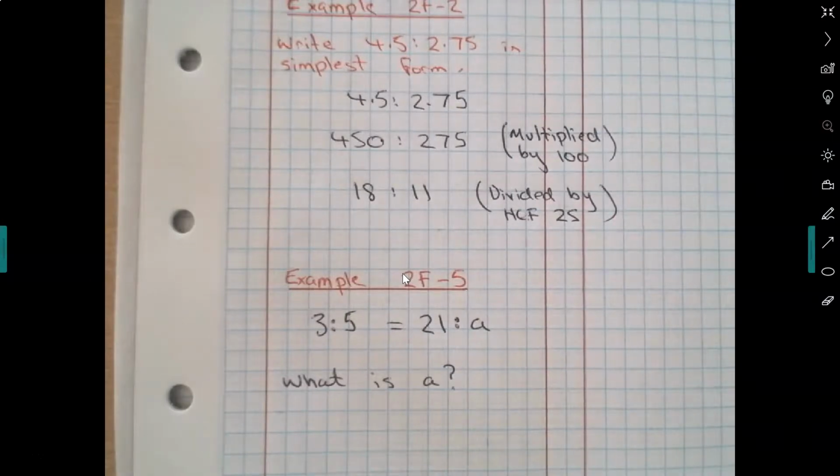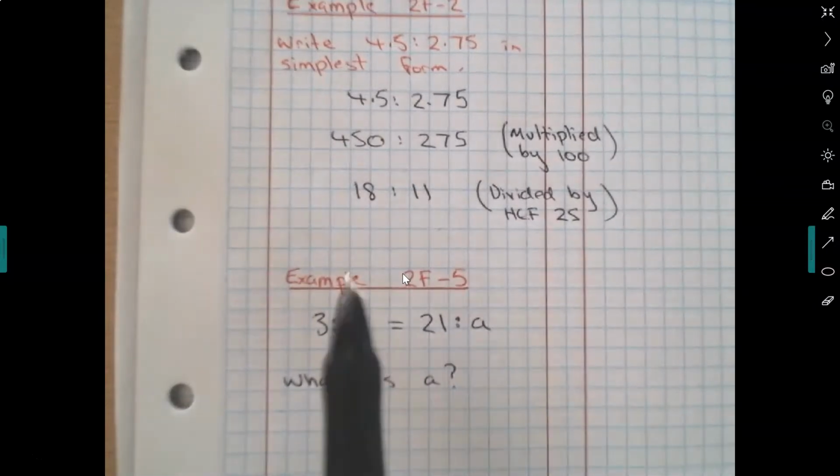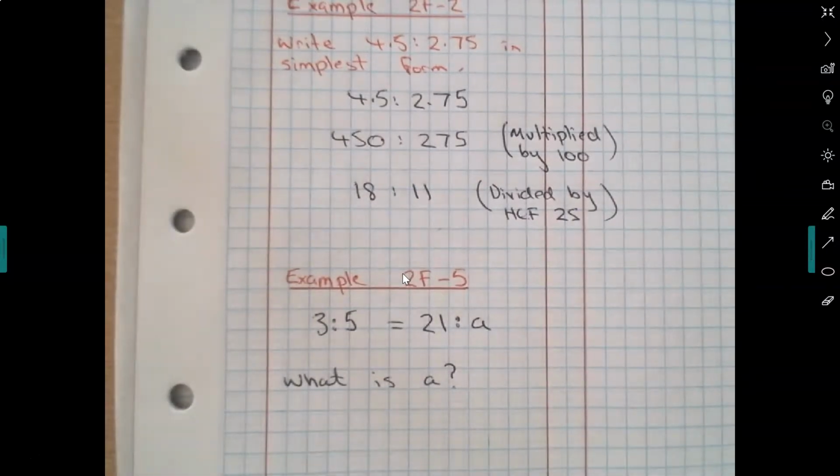So again, all I'll do is I'll compare the left-hand side of the ratio to find what the multiplier is, and then the same multiplier will have to be used on the other side of the equation to determine A's value. So to go from 3 to 21, we multiply by 7. Therefore, to go from 5 to A, we also have to multiply by 7. Therefore, A will just be 35.